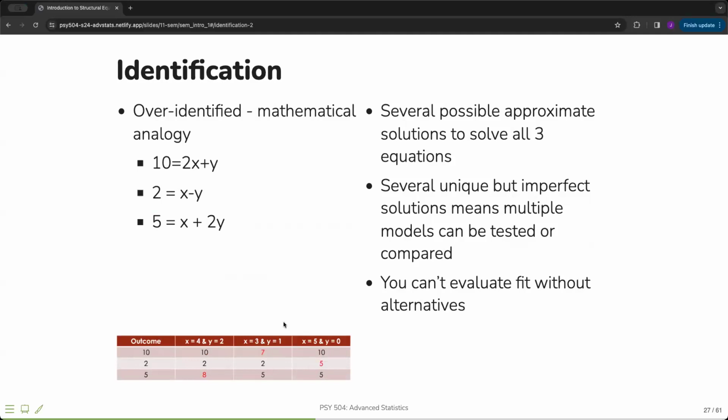What's important here is that we're able to fit approximate solutions to these 3 equations, right? We can test different numbers and we might get different solutions here. So these are imperfect solutions, but this lies at the heart of structural equation modeling. We want to be able to test different models, right? We want to see which model fits the data the best, right? And we can't evaluate fit without alternatives, right? So this is a case of over-identification, and this is why over-identification is so important in structural equation models, because we want to be able to compare different models to one another and see which one is the best.